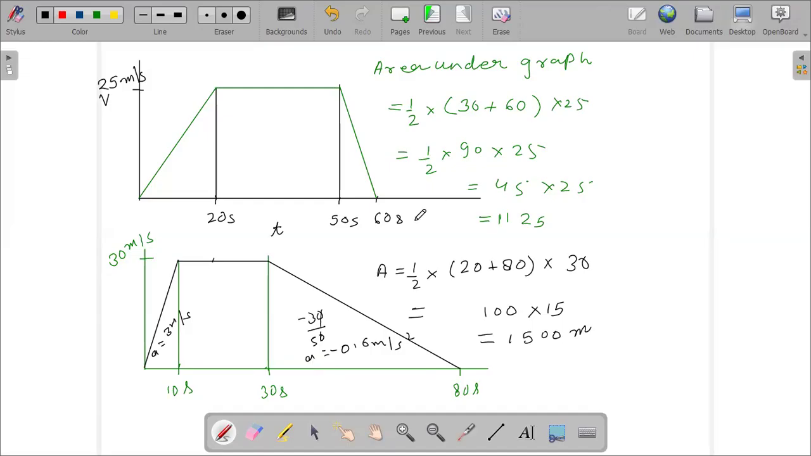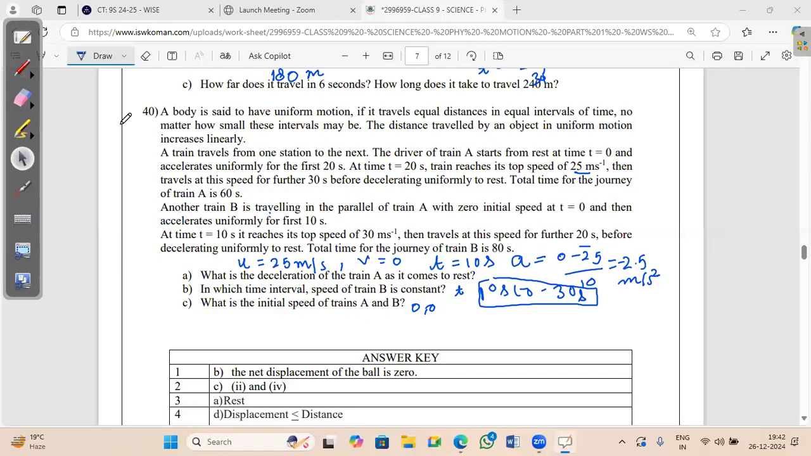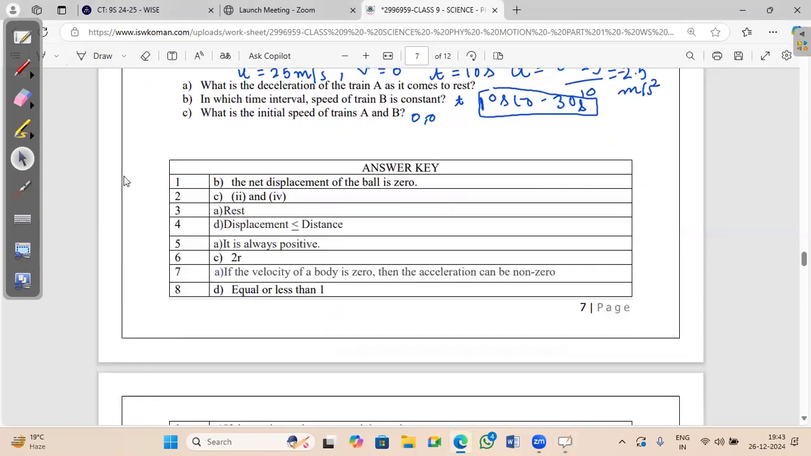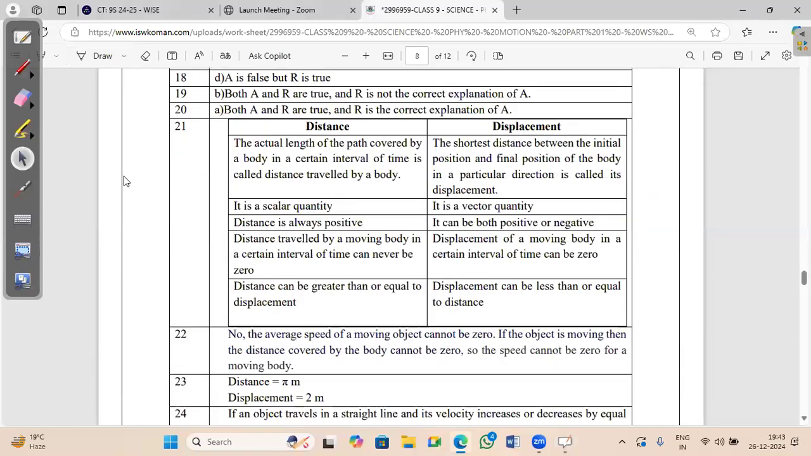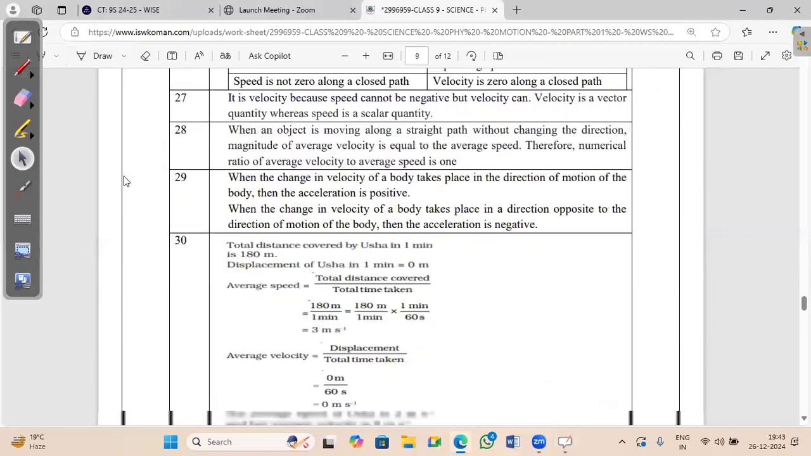So now the next one. All right, so now you have the answer key. I would like to go to the answer key.